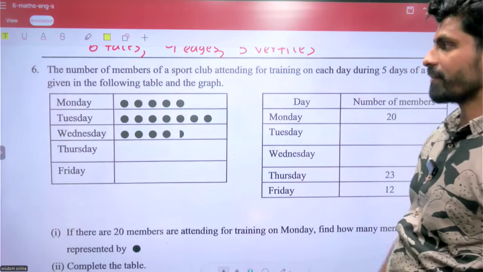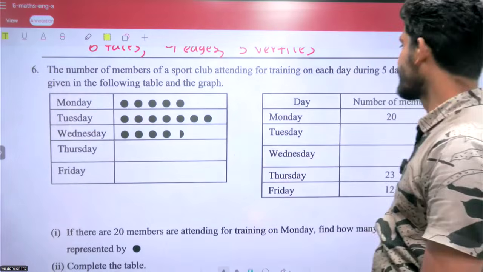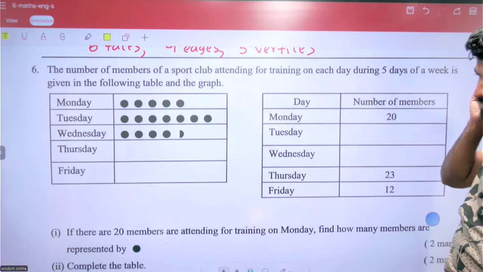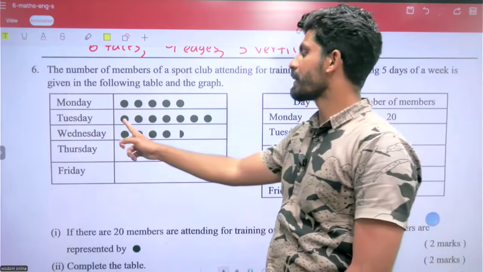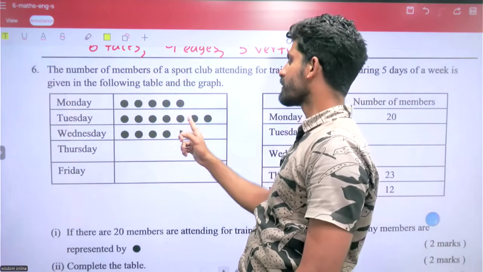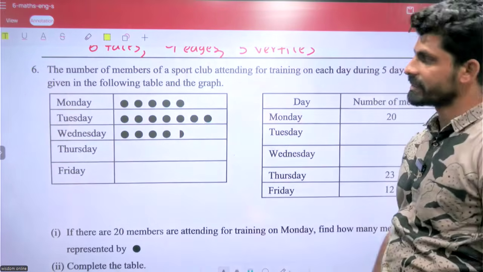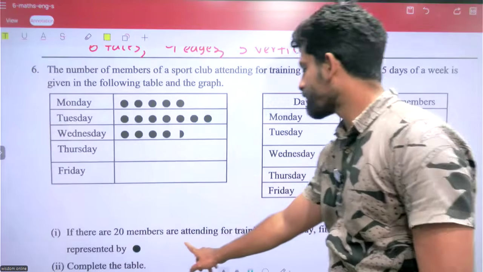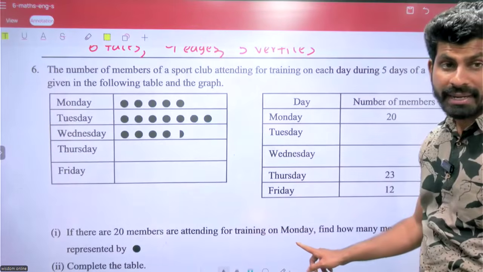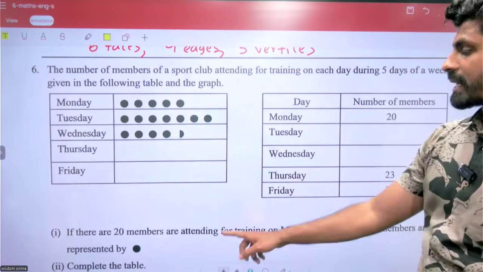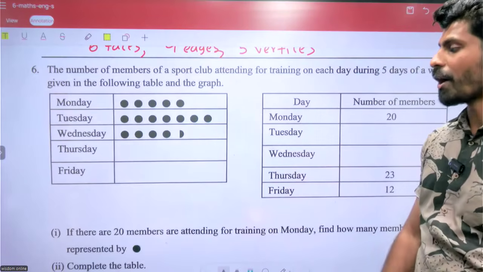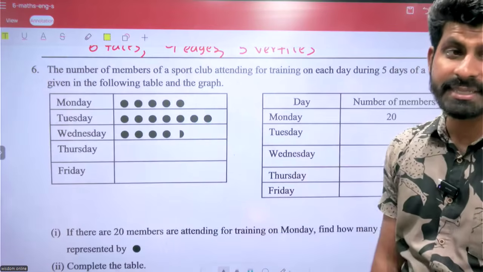In the graph, Monday, 20. Tuesday, 1, 2, 3, 4, 5, 6, 7 circles are there. We need to fill that one. If there are 20 members attending training on Monday, how many members are represented by a circle mark? How many students are represented by a circle mark?